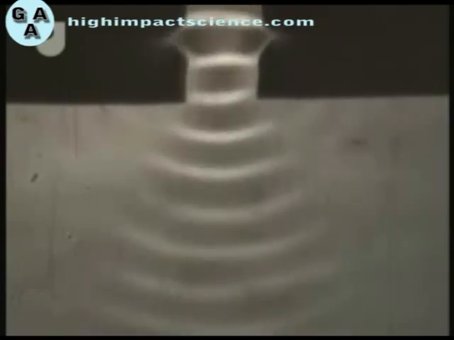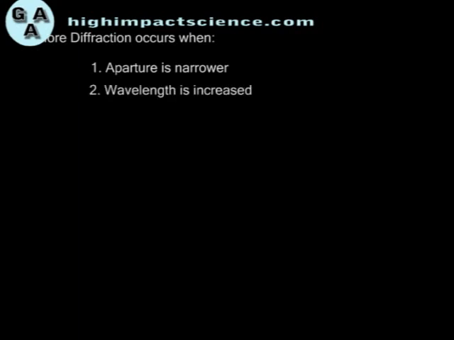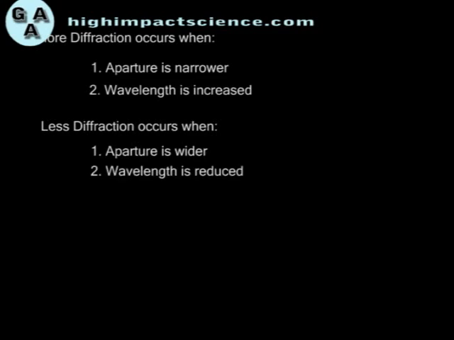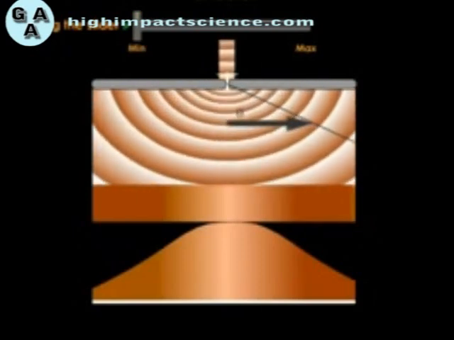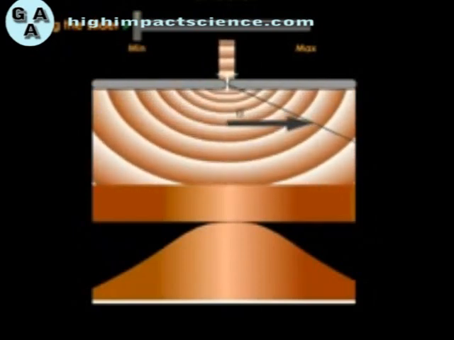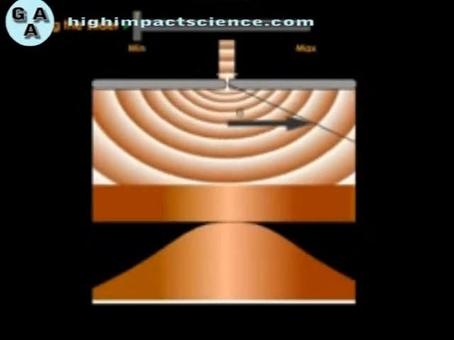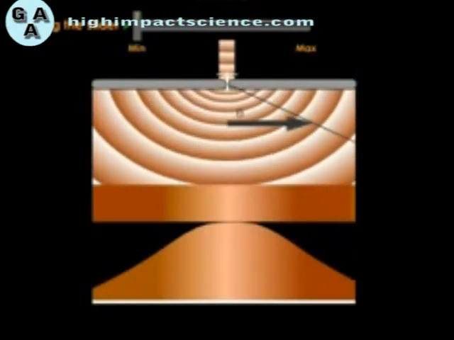So diffraction is pronounced if the aperture is made narrower or the wavelength is increased, and is less pronounced if the aperture is made wider or the wavelength is reduced. In fact, all kinds of waves exhibit diffraction through an aperture as long as the aperture is not too wide. Even circular waves.